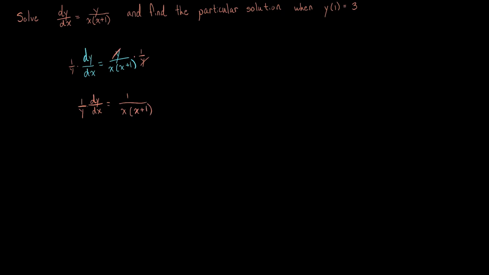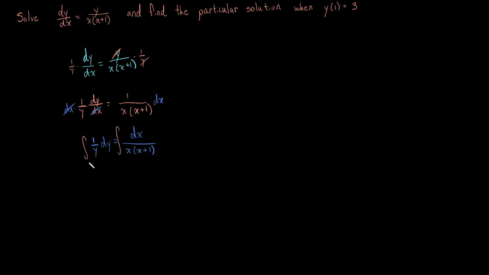From there, we're going to multiply both sides by dx. Dx here, dx here, dx simplifies with dx, and now we're left with 1 over y dy is equal to dx over x times x plus 1. From here, we're going to integrate both sides. Integrate the left-hand side and the right-hand side.